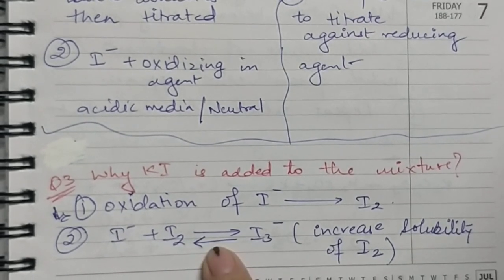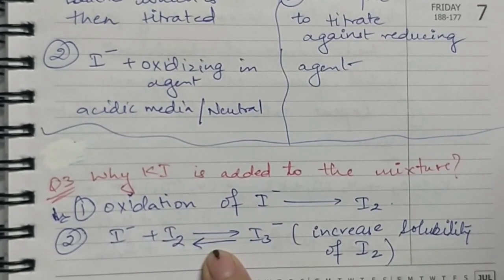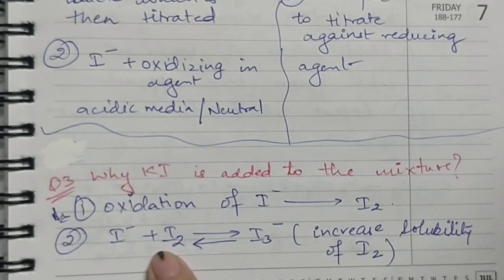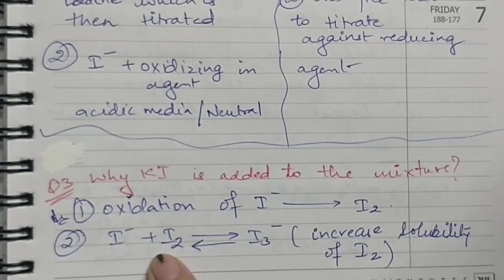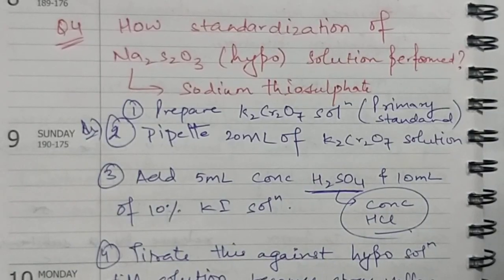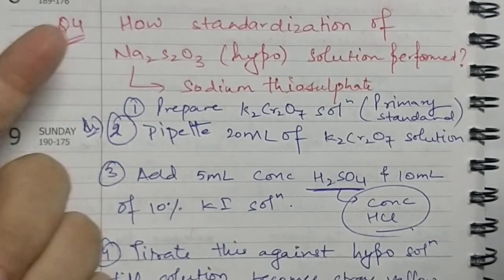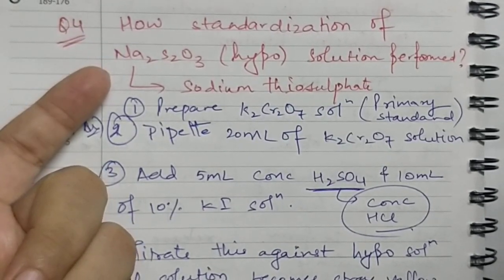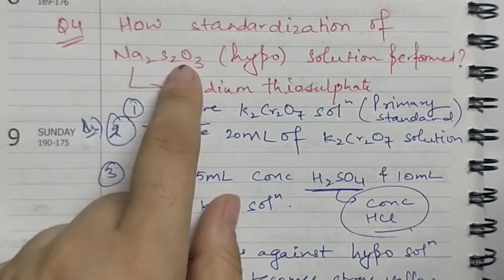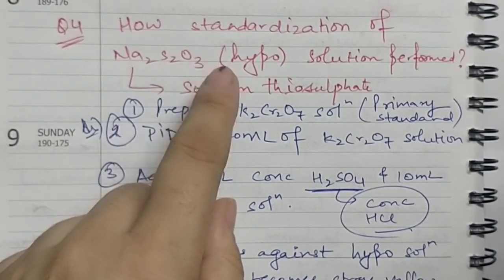As you can see, this is an equilibrium reaction, so the iodine can be liberated very easily out from this. The next question to this titration is how standardization of hypo solution, or sodium thiosulfate, same thing, is performed.